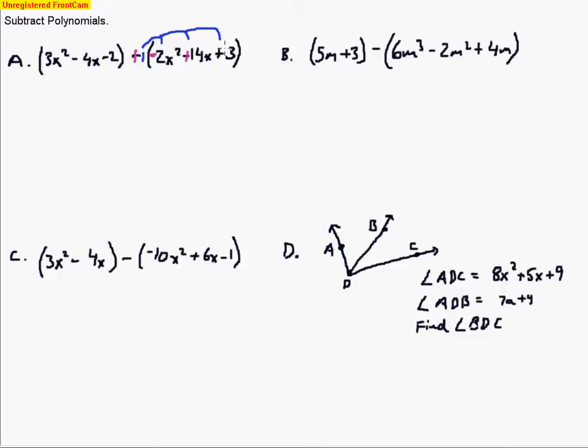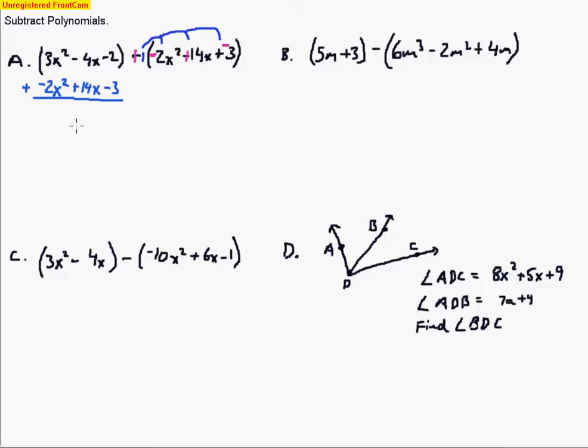Once you switch all the signs, it becomes a problem just like we solved in the last part, where we take the terms: this -2x squared goes underneath the 3x squared. We take the positive 14x, that goes underneath the -4x. We take the -3, that goes underneath the -2. And then you just add that stuff up.